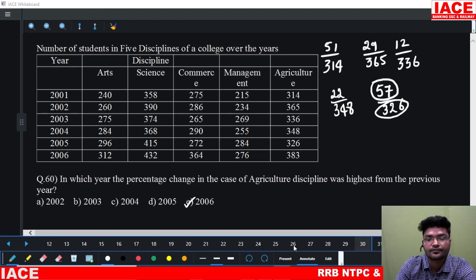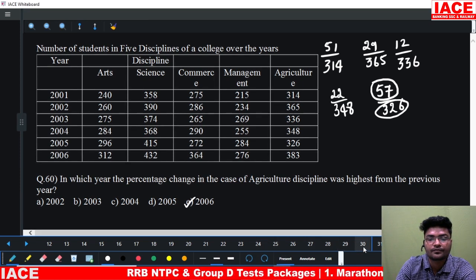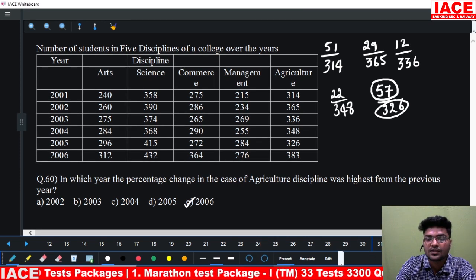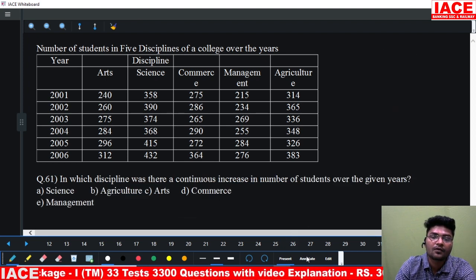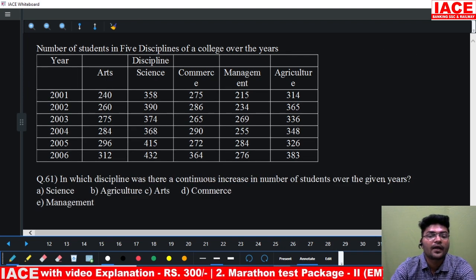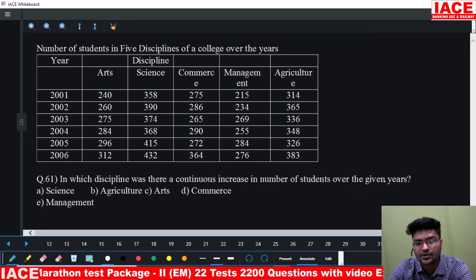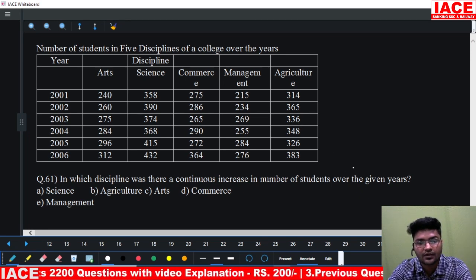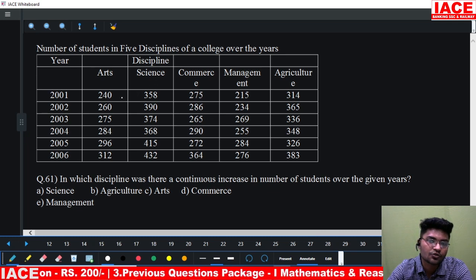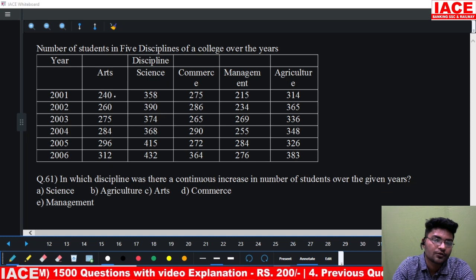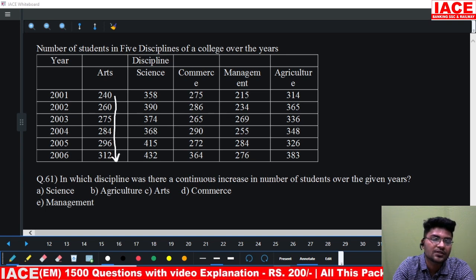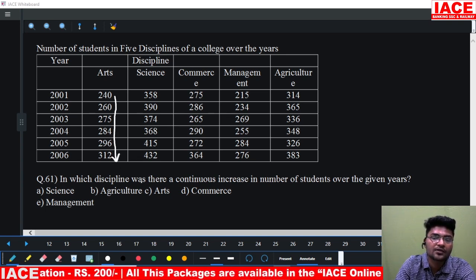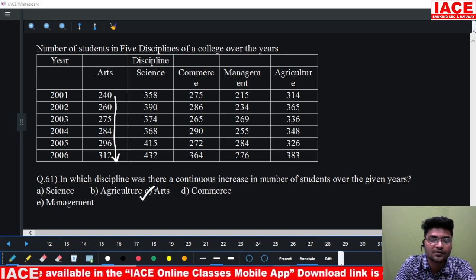Next question. Question number 61. What is this question asking us to calculate? In which discipline was there a continuous increase in the number of students over the given years? Continuous increase means there should be no decrease. Let us look at arts: 240 to 260, 260 to 275, 275 to 284, 296, 312. In all the years it is increasing, so continuous increase is there. That means our answer will be arts.